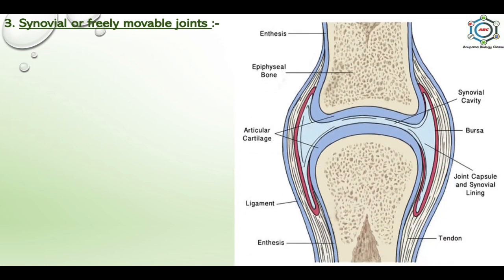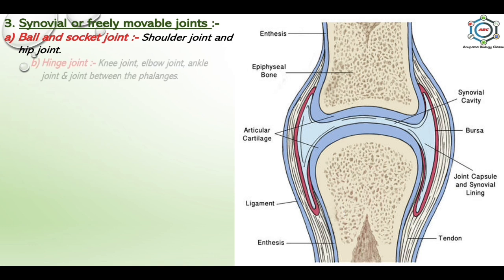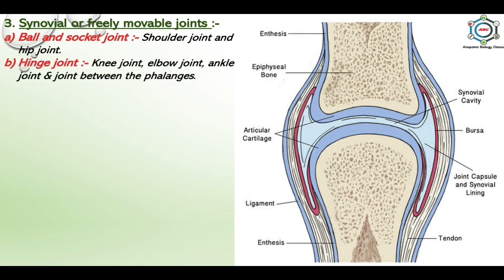After that, the third one, the synovial joints or freely movable joints, which are of the following types. This is the picture of the synovial joint. The first one is the ball and socket joint, which is present in the shoulder joints and the hip joints. Then the hinge joint, which is present in the knee, elbow joint, ankle joint, and joints between the phalanges.